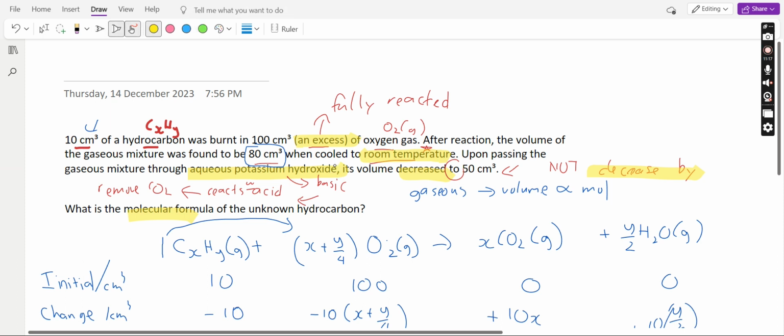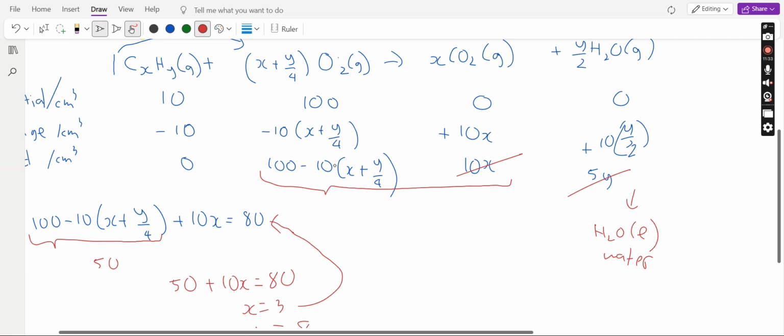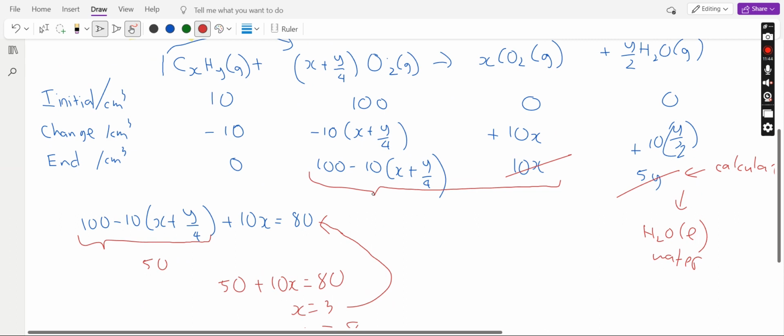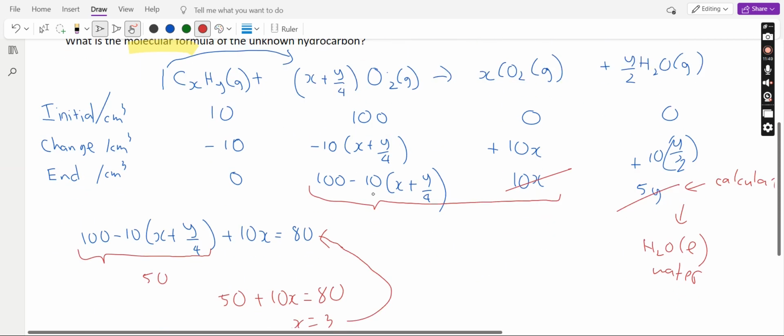Another possible one is that it's not cooled to room temperature, so your H2O remains in the gaseous state, and you have to include the y into your calculation. And this topic is very math heavy, as you can see from this table here to form all these equations, and you must know what volume you're looking at. But basically this is the gist of it. Just draw the ICE table out and you should be good to go for this type of question.